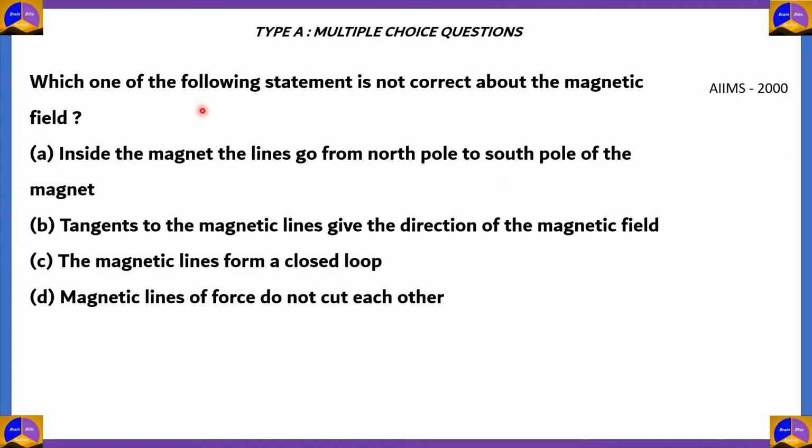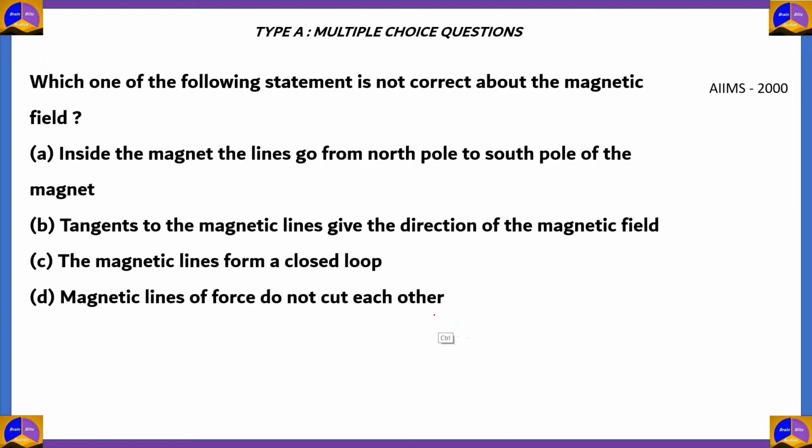Which one of the following statements is not correct about the magnetic field? A. Inside the magnet, the lines go from north to south of the magnet. B. Tangents to the magnetic lines give the direction of the magnetic field. C. The magnetic lines form a closed loop. D. Magnetic lines of force do not cut each other.